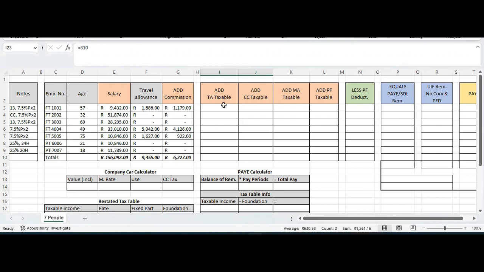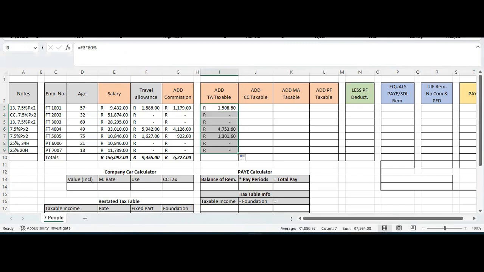It's either one of the two. Okay, so now, when we get to the use of the company car, we know that if there was a travel allowance, we must just multiply it with 80%. So I just referred back to the travel allowance column, and I said, okay, let's multiply that by 80%. And then we got 1,508. Now, if I drag that down, it will fill it in for everybody.